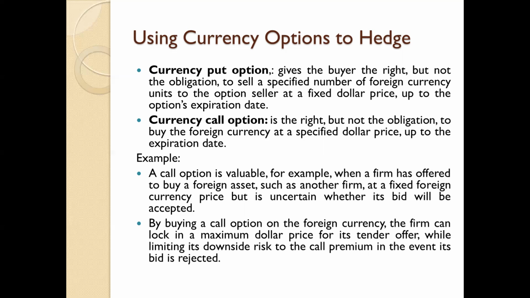Now look at this example. This example says you can go for a call option. If a firm has offered to buy foreign assets, for example, they have to buy foreign assets of another firm at a fixed foreign currency price, but it is uncertain, the firm is not sure whether they are going to win the bid or not.